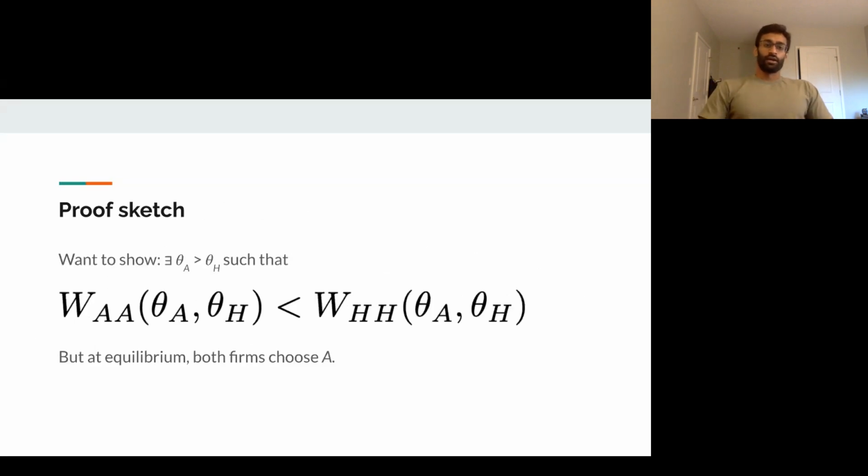Okay. And now the formal statement that I want somehow is that at equilibrium, or we want to show that welfare is higher if both firms were to use H as opposed to if both firms use A. But somehow at equilibrium, both firms still end up choosing A. And in fact, we'll end up showing that it is a dominant strategy for both of them to choose A. Okay, so are there any questions on our objective here?